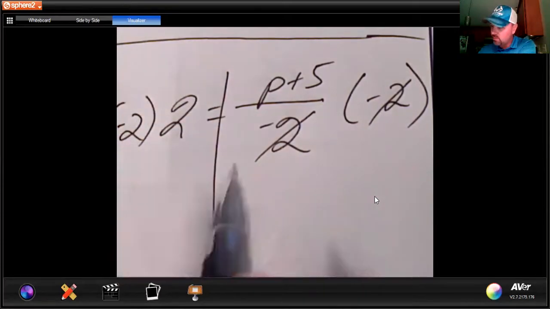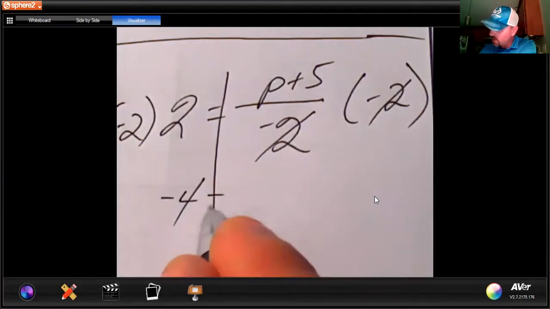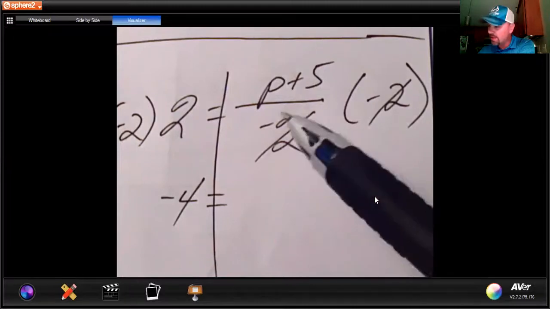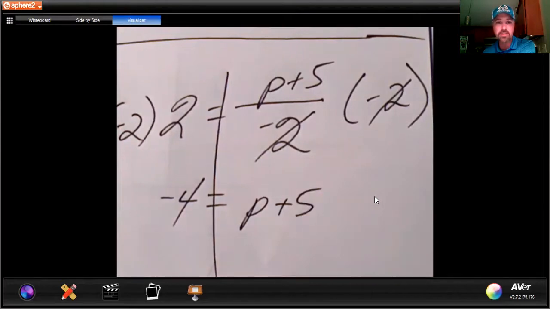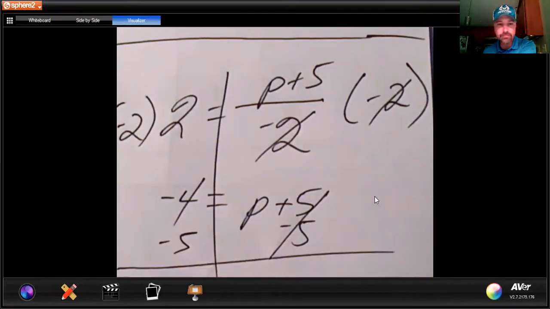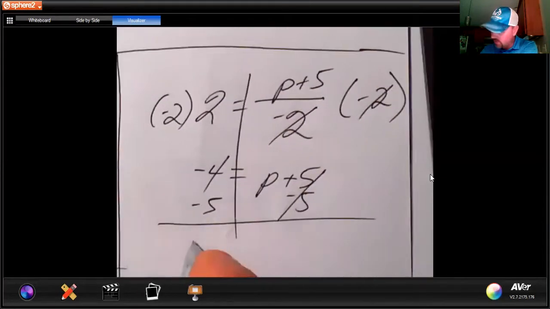Now, make sure you multiply the other side by -2 as well to keep it balanced. So -2 times 2 is -4. Your equal sign comes down. Now bring down what's left, which now we have the p plus 5. Isolate the variable. How do we get p alone? We subtract 5. What we do to one side, we do to the other. Okay, so -4 minus 5 is -9. Bring down.